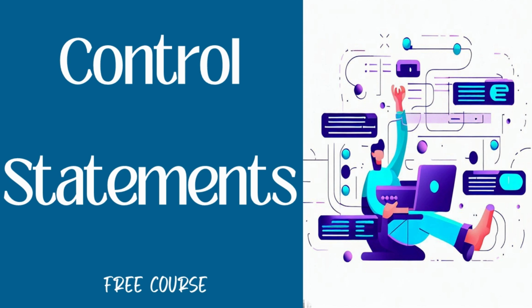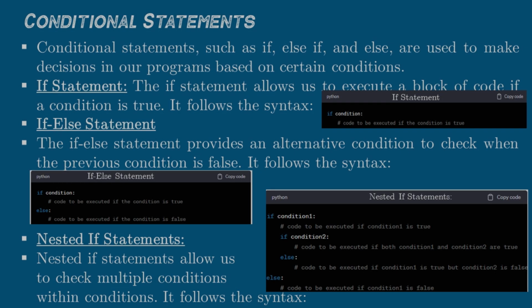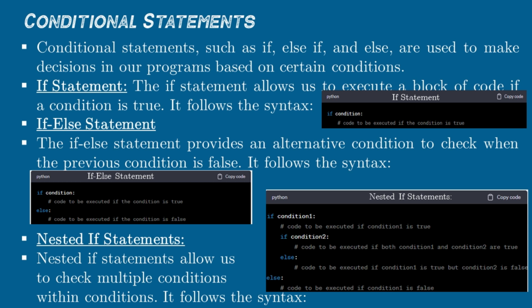Let's get started. Conditional statements. Conditional statements, such as if, else if, and else, are used to make decisions in our programs based on certain conditions. The if statement allows us to execute a block of code if a condition is true. The else if statement provides an alternative condition to check when the previous condition is false. The else statement is used as a fallback when all previous conditions are false.